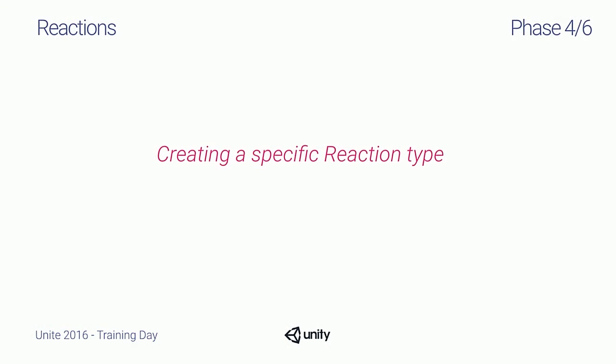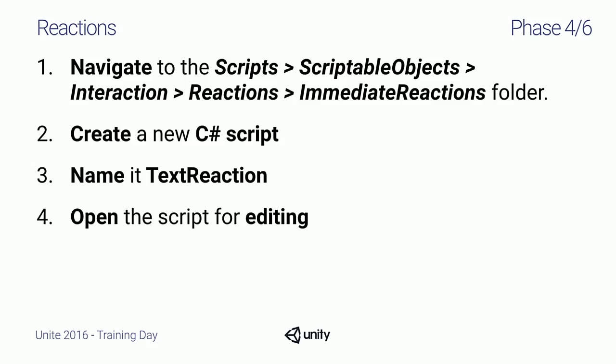Creating a specific reaction type. So what are we going to be doing with a specific reaction type? Well, at this point in the project, we haven't actually made the text reaction. We're going to need to make that now. So what we're going to do next is go to the scripts, scriptable objects, interaction, reactions, immediate reactions, and you'll see that there's no text reaction yet. So that's what we're going to make next.